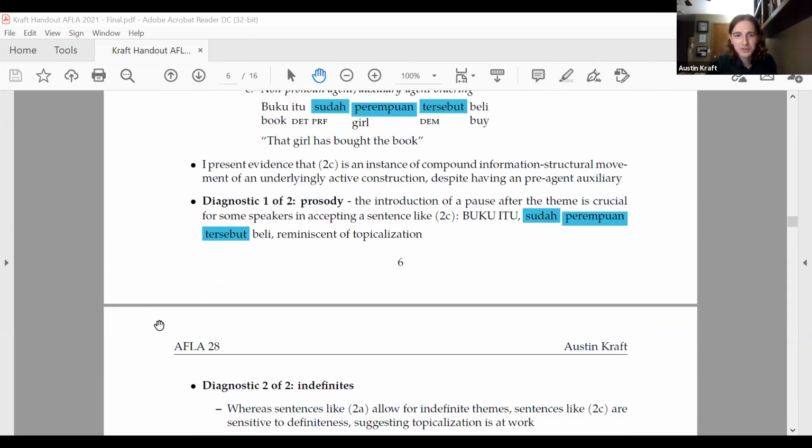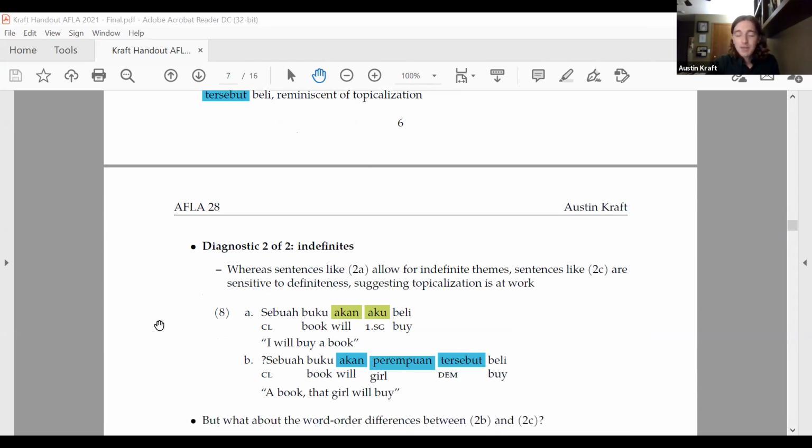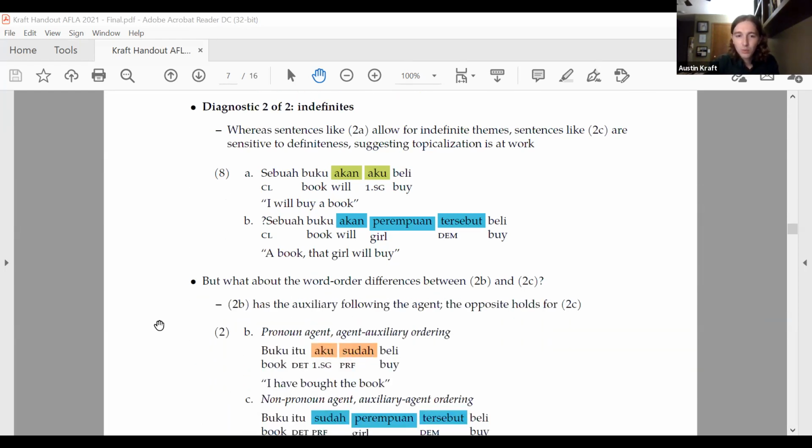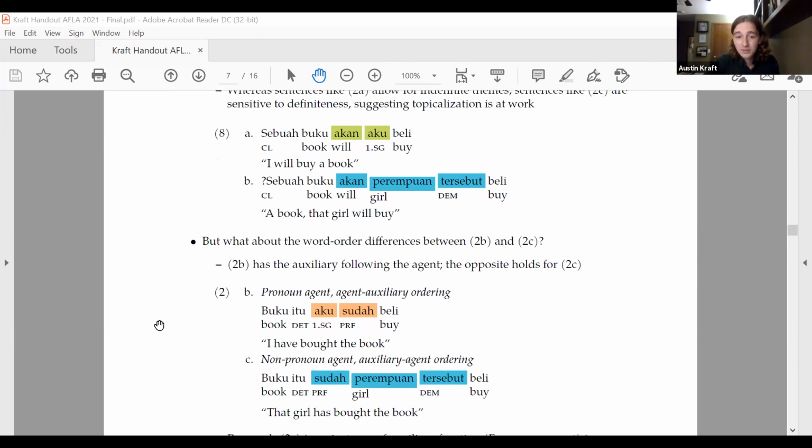So, further going along that topicalization line of inquiry, we look to indefinites. And we see a degradation when we have an indefinite theme and a non-pronoun agent as in 8B versus a canonical object voice configuration as in 8A. Now we could just go on to say that yes, it's topicalization of an underlying active construction. However, it looks like we have a bit more work to do here, as when we were looking at 2B, the auxiliary followed the agent, which would be active voice relative ordering, whereas in 2C, we still have a bit more work to do to derive this word order.